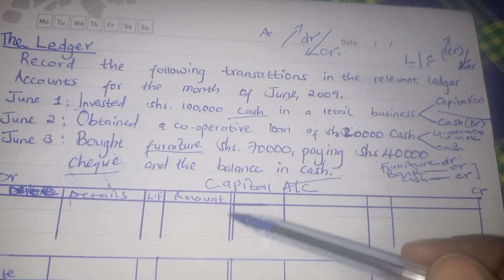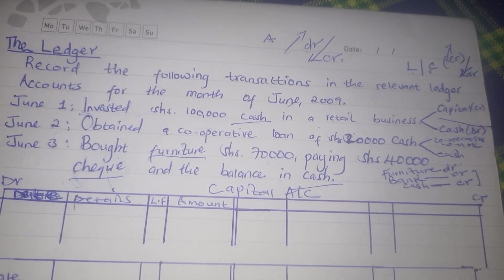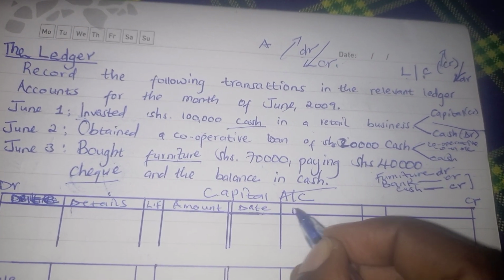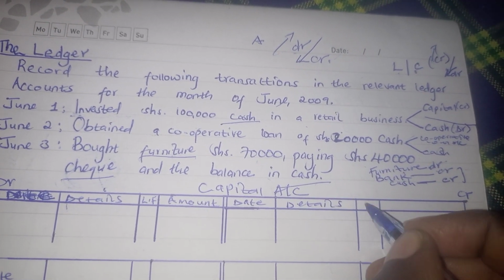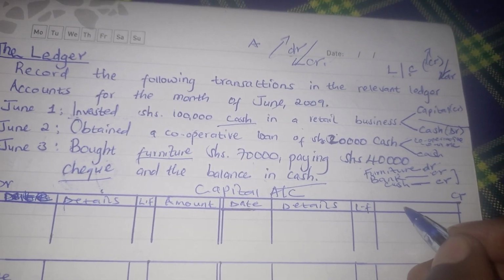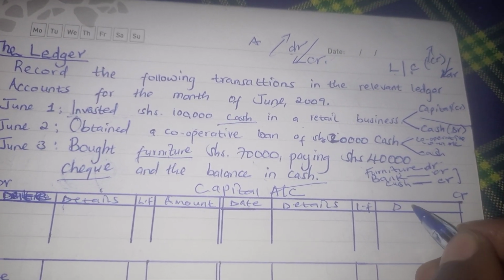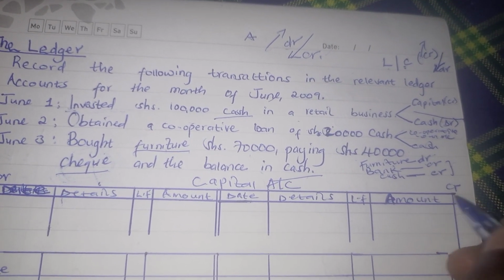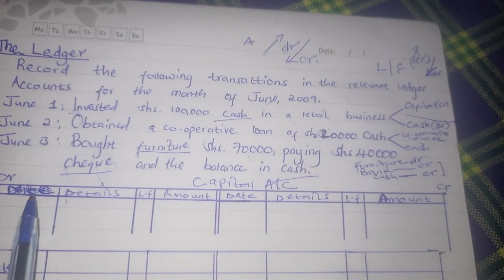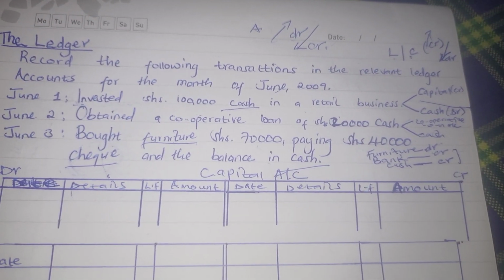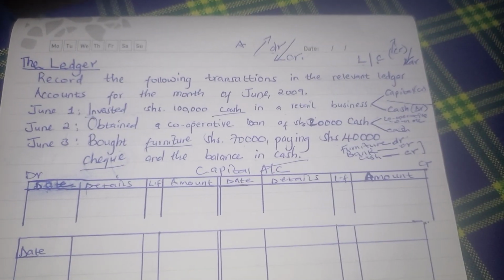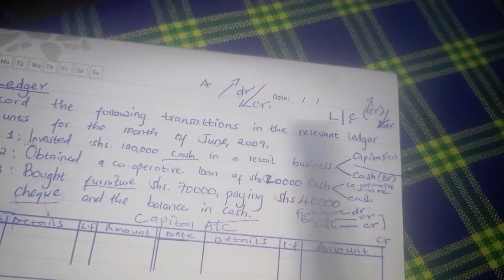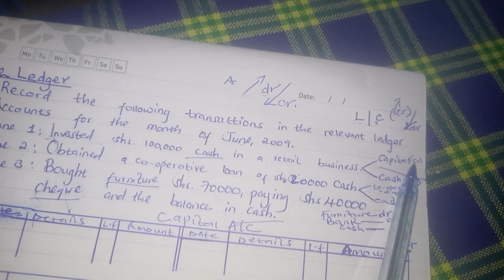and we have this double slash here that separates the debit and the credit side. Again, a replication of the same: date, details, ledger folio, and the amount column. So for our capital account in this case, we said in this specific transaction we are going to credit.